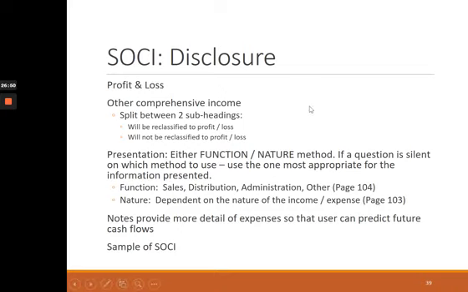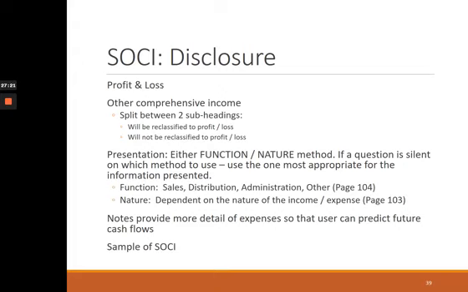For disclosure of your statement of comprehensive income, we'd have to split our headings between what will be classified to profit and loss and what will not be classified to profit and loss for other comprehensive income. And for the presentation of our expenses, we can either use a function or a nature method. So if a question is silent on which method to use, you need to use the one most appropriate for the information that has been presented.